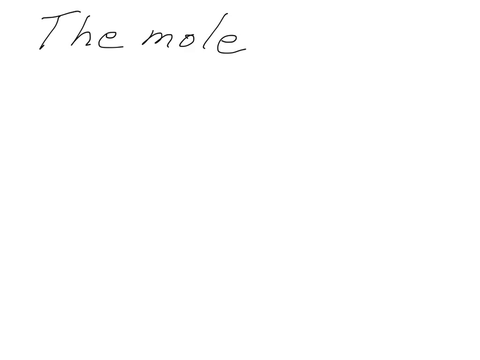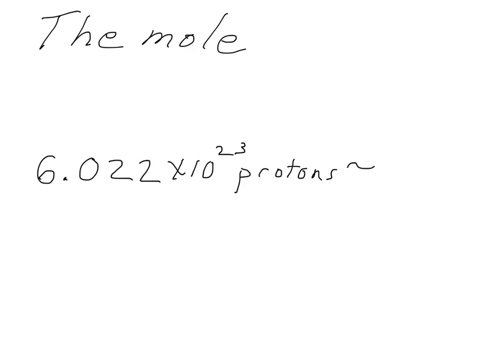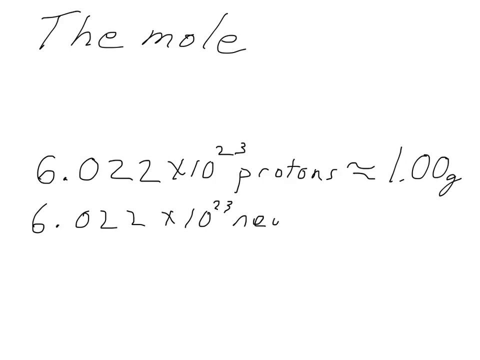It turns out that 6.022 times 10 to the 23rd protons has a mass of 1 gram. That means that since a proton and neutron are roughly equal in mass, 6.022 times 10 to the 23rd neutrons also have a mass of approximately 1 gram.